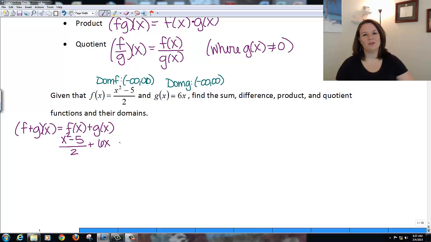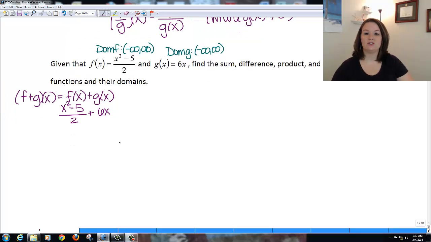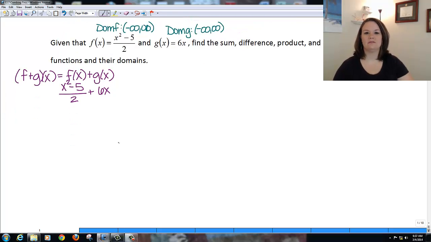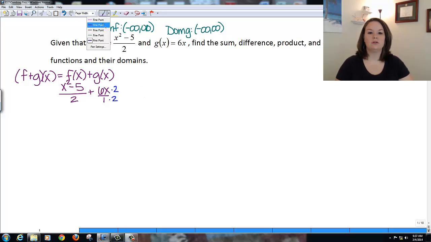Now in my math lab, it won't let you enter it like that. You have to enter it as a cohesive one piece. Or in other words, we need to get a common denominator. So I'm going to go ahead and write the second piece as 6x over 1. And my common denominator for these two terms would be 2. So I'm going to multiply on top and bottom by 2, which will give me x squared minus 5 over 2 plus 12x over 2.